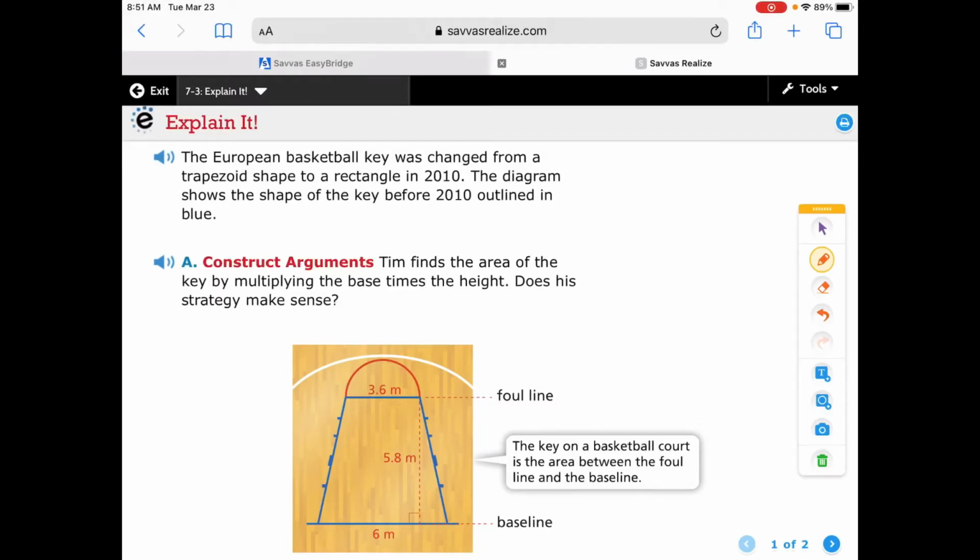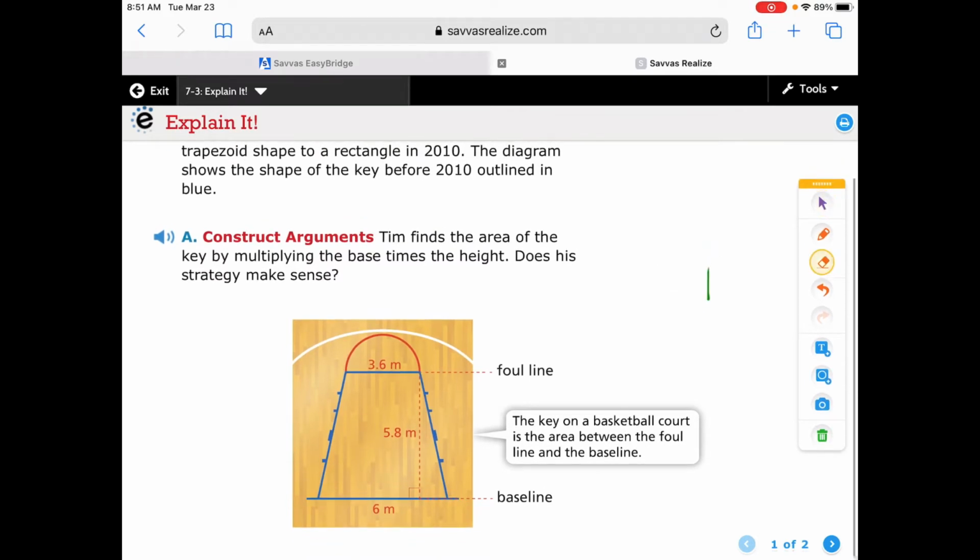All right, please turn to page 413 in your book. It says the European basketball key was changed from a trapezoid shape to a rectangle in 2010. The diagram shows the shape of the key before 2010 outlined in blue. Tim finds the area of the key by multiplying the base times the height. Does this strategy make sense?